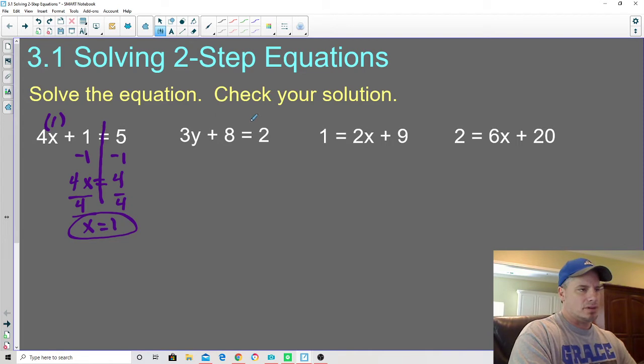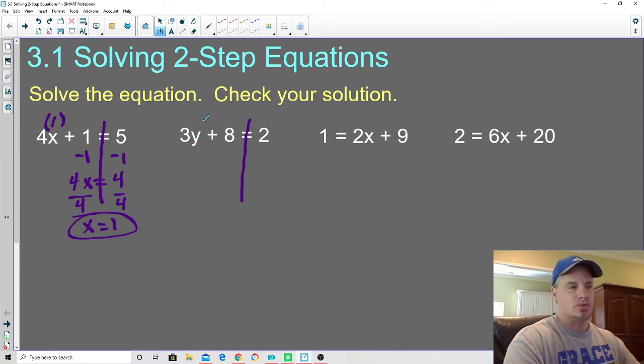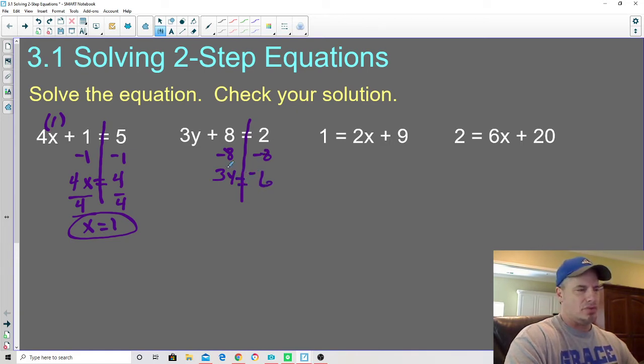Next one. I always like to put the line there. It's kind of crooked. First step, again, we don't want to divide first. We want to add or subtract first. So we're going to subtract 8. That's the opposite of that. Bring down what doesn't change. The 3y doesn't change. That goes away because that's 0. Now I have a positive 2 and a negative 8. Opposite signs, you subtract. So you get 6, but you get a negative 6 because the 8's larger. So I have 3y equals negative 6.